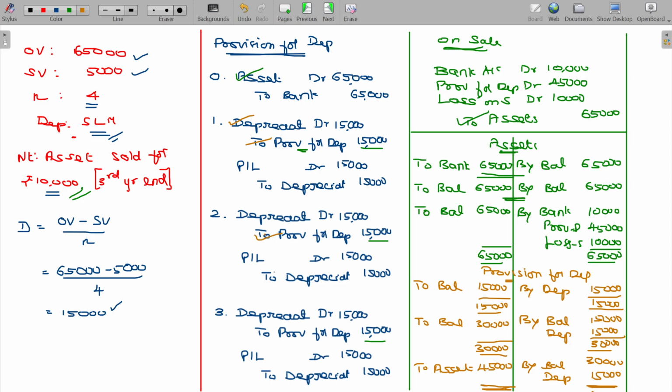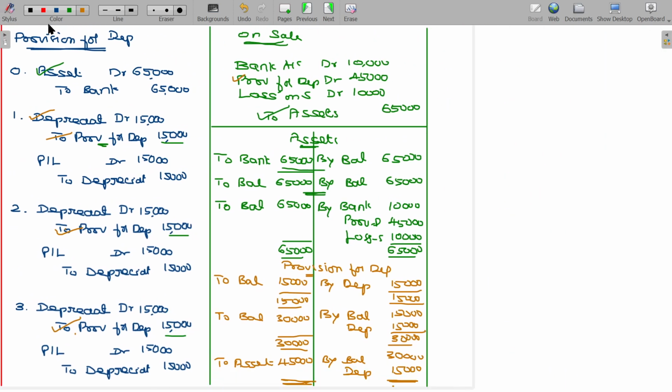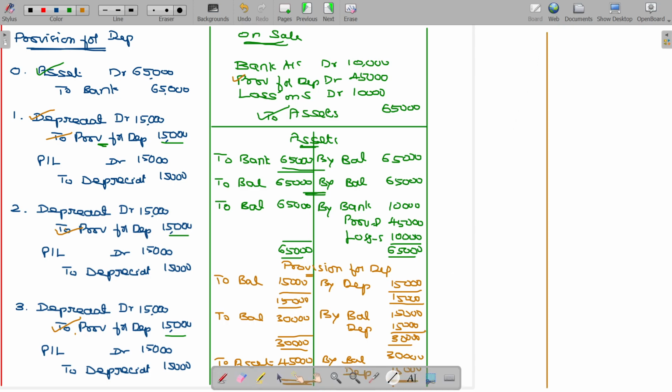So we have completed the provision for depreciation. What about the depreciation account, sir? The depreciation account remains as usual. Now let's see here. When I open the depreciation account, depreciation is transferred to the provision for depreciation account, right? Charged through provision for depreciation.